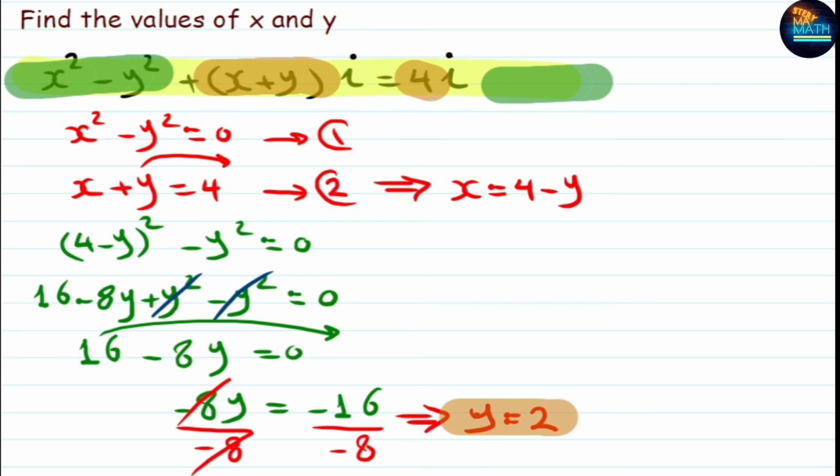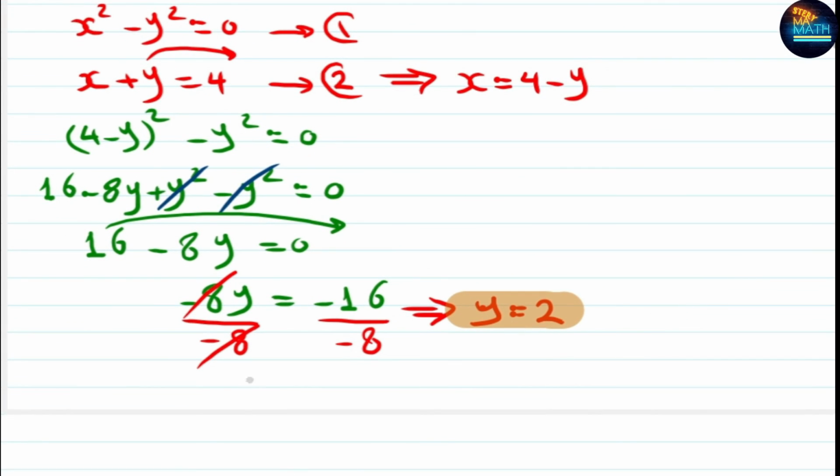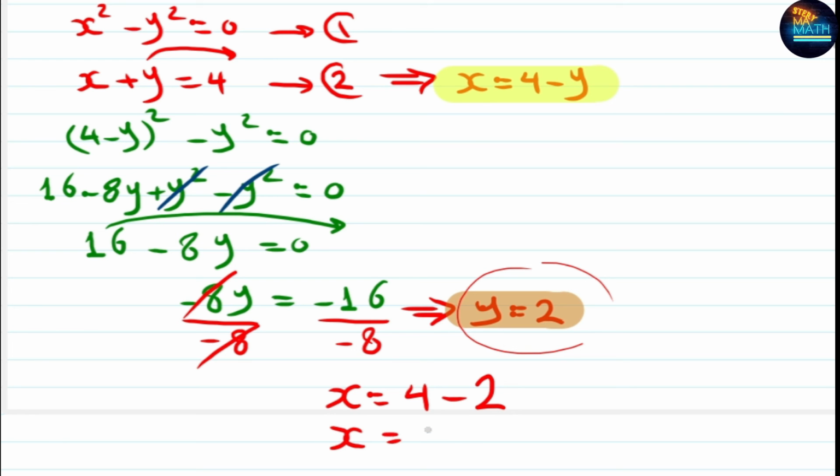So what about x? You already have y. So you can use the value of y to substitute in any equation. Let's do it with equation number 2. So x is equal to 4 minus y, which is 2. 4 minus 2 is equal to 2. So the answer is x is equal to 2 and y is equal to 2.